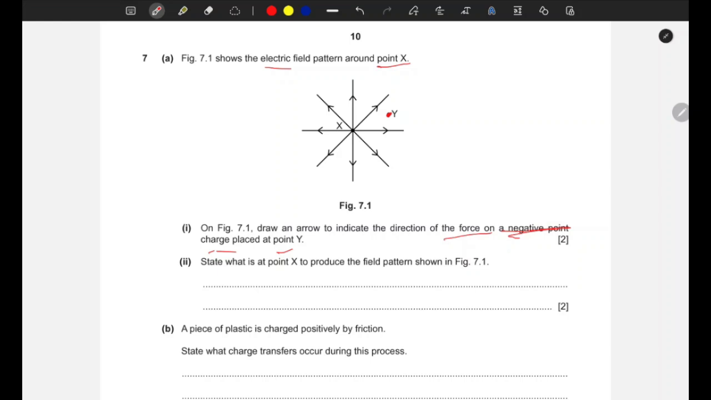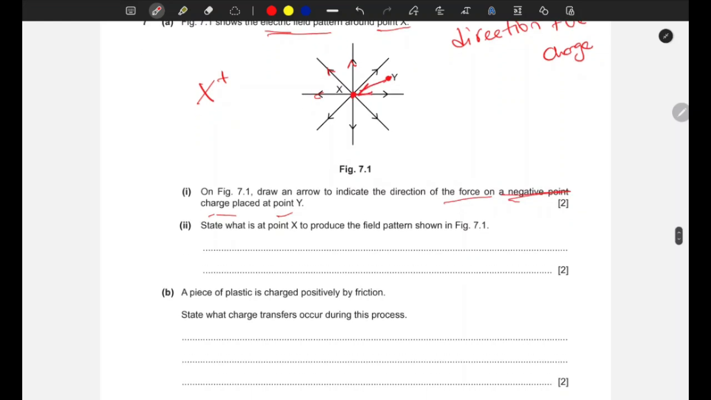For this question, what we have to understand is what these arrows represent. In an electric field pattern, the arrows represent the direction of a positive charge. In this case, all of them are going outwards, and we have a charged particle at X. If the positive charges are going away from particle X, that makes X a positive point charge. So if we have a negative point charge, it would be attracted to the positive charge. So we've done part 1.